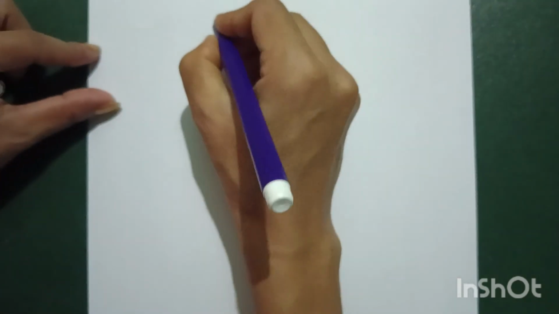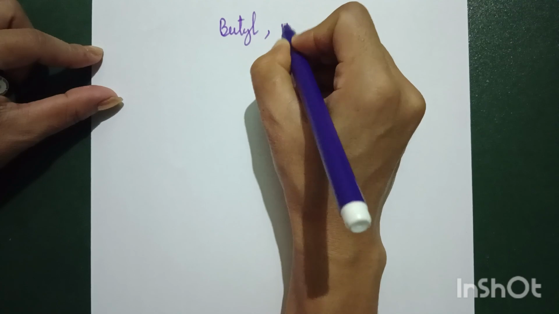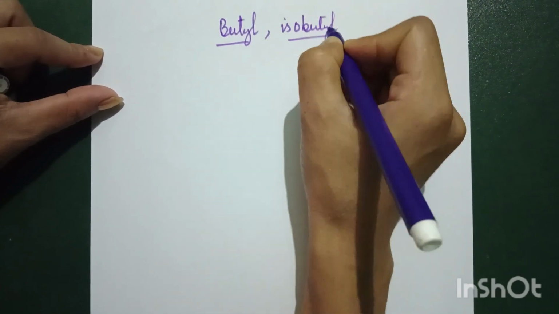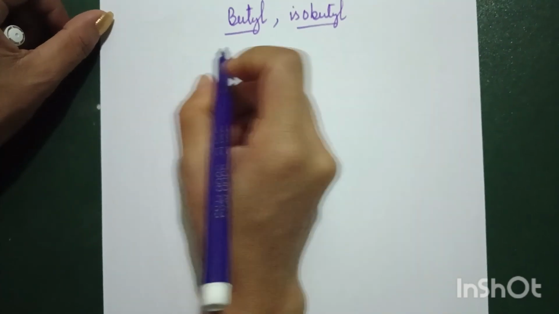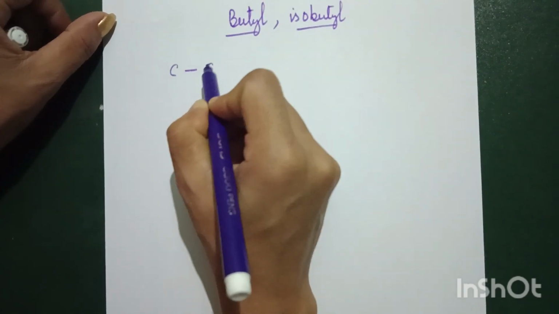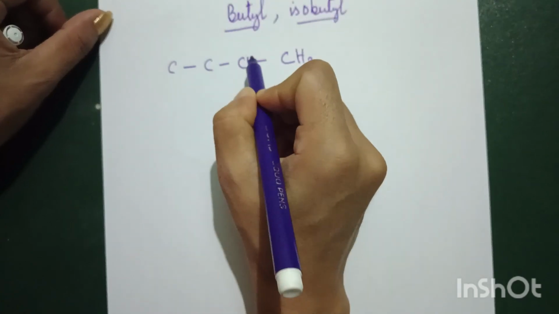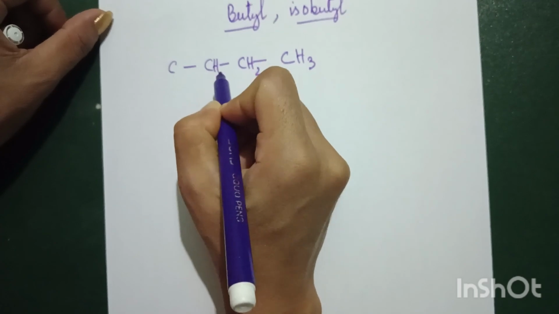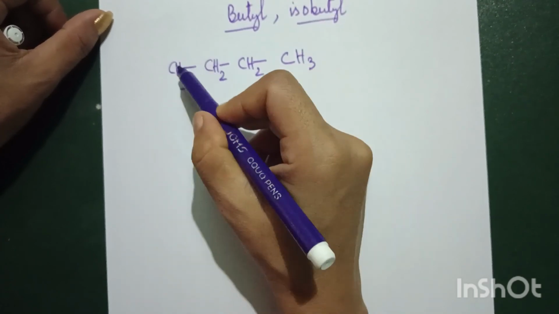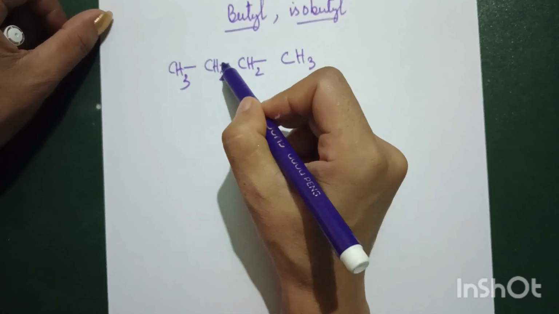Now let us learn about butyl, and then let us also learn about isobutyl. First we have to know about butane. But means the carbon chain that contains how many carbons? 4 carbons. So CH3, CH2, CH2, CH3, balancing the carbon. This carbon should also have 4 valency, 1, 2, 3, 4.